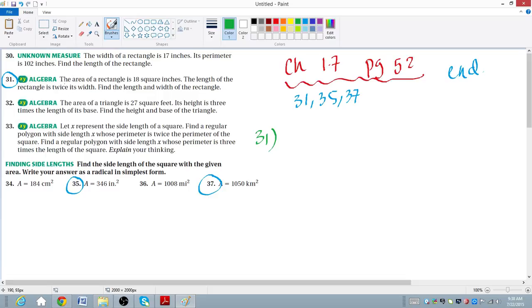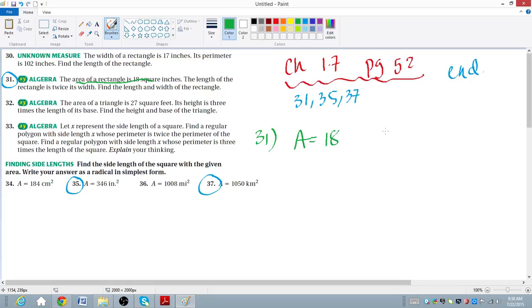Read the instruction again. So the area of a rectangle is 18 square inches. So you know that A is equal to area. A is equal to 18. The length of the rectangle is twice its width.